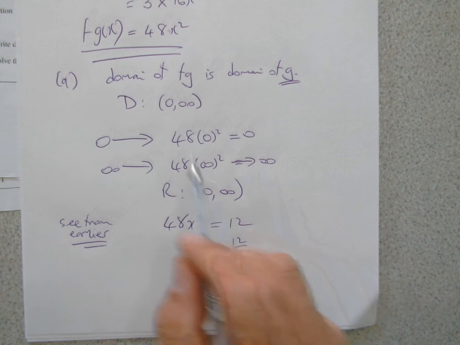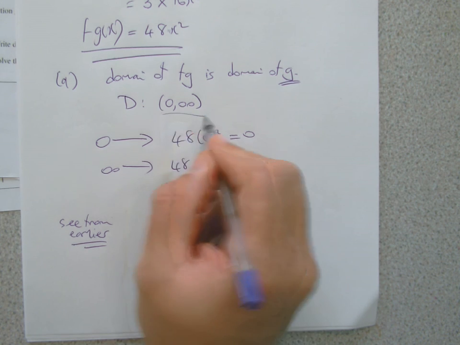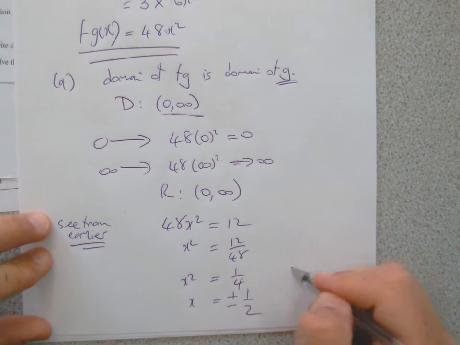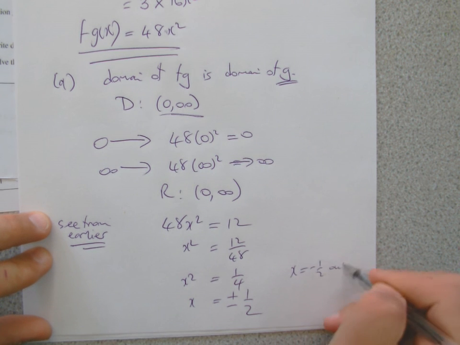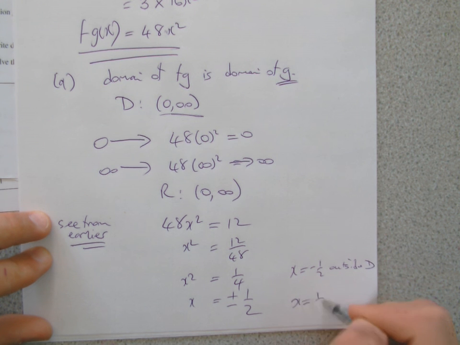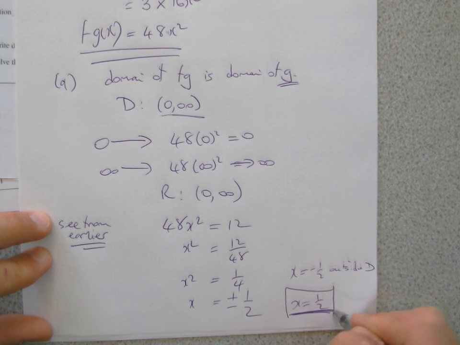Because they might not all apply, you've got to look, what is the domain? Domain of fg is 0, infinity. So you've got to say, look, x equals minus half is outside the domain, so that's no good. So x equals 1/2 is our solution, our only solution.